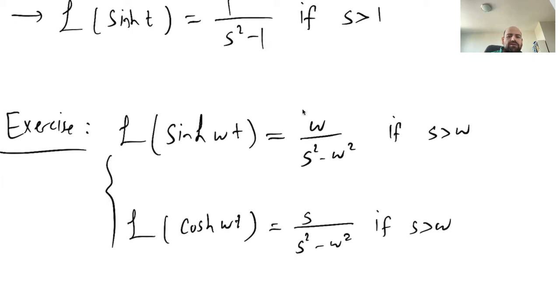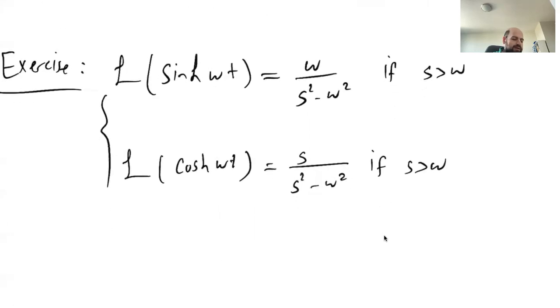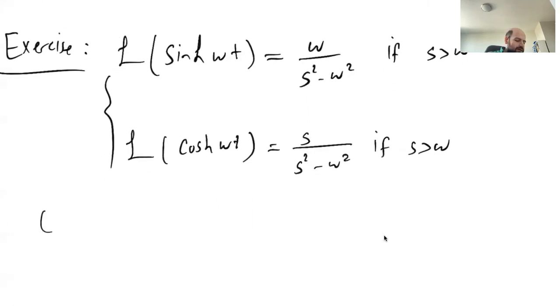And in particular, if you look at the Laplace transform of cos hyperbolic t, it will be s over s squared minus 1 for s bigger than 1. So here again, omega is a positive constant. You can assume that this is a positive constant.